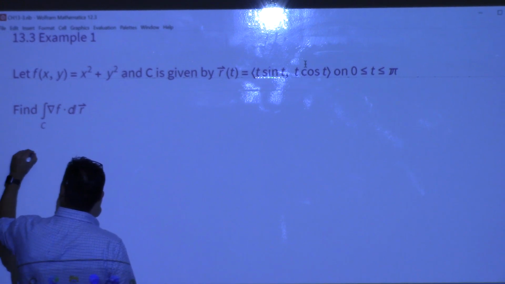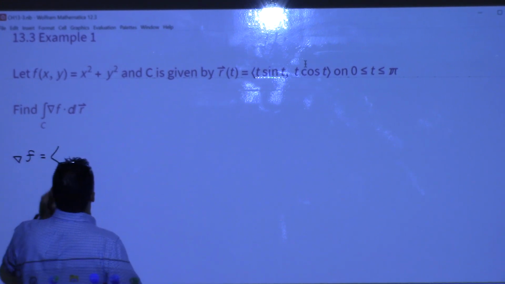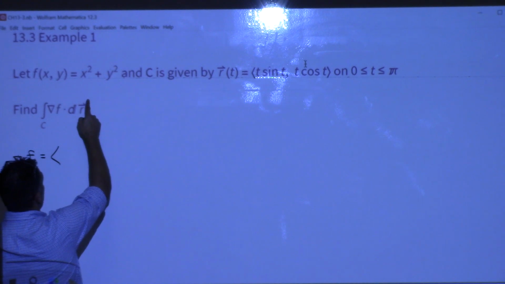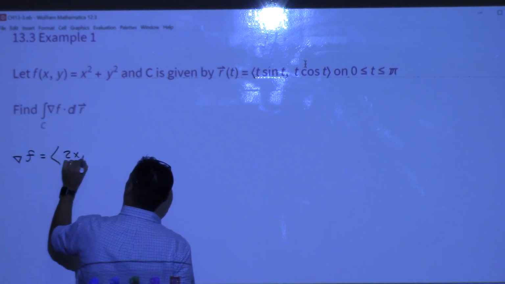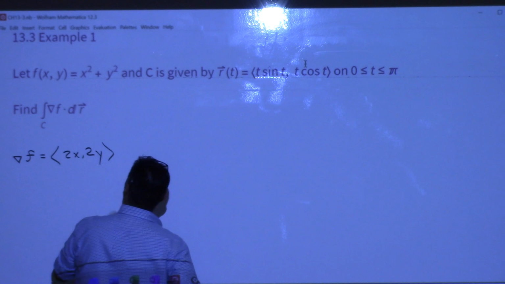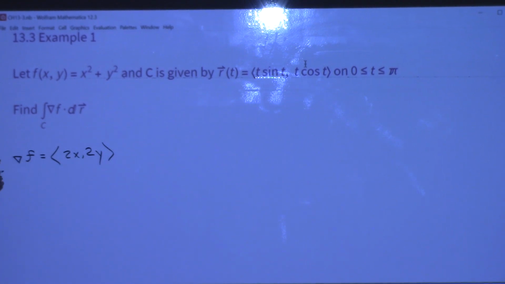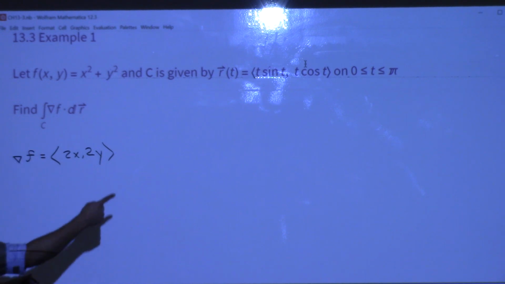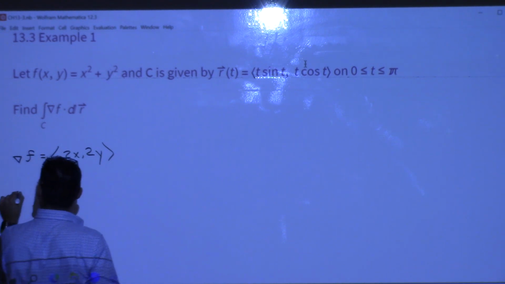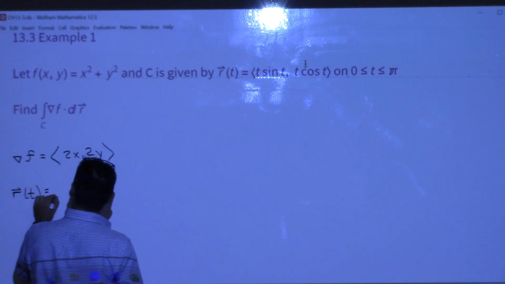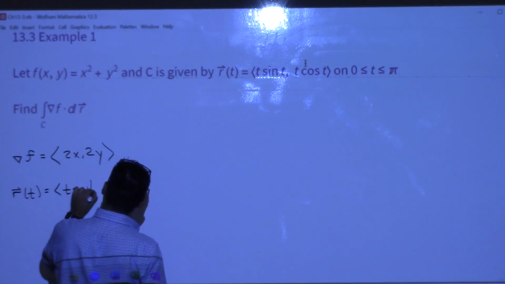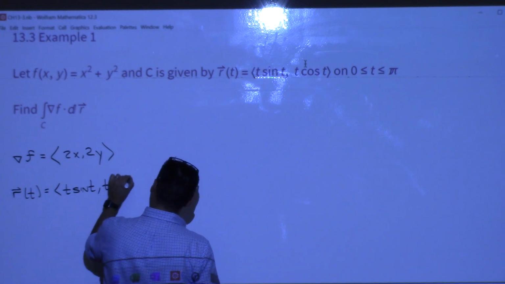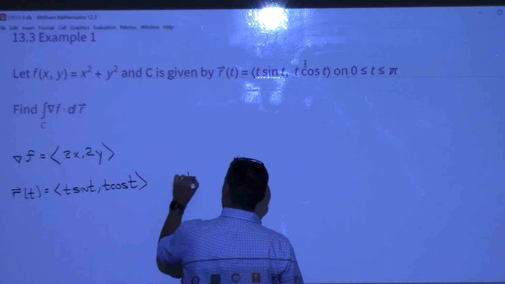First, what's the gradient of f? You can just take the partials of this. What's the partial of that with respect to x? 2x, comma, 2y. Do y'all agree that that's my two-dimensional gradient vector field? Okay. I need to take that dot dr. So I need the curve. Oh wow, it was given to me. r of t is t sine t, t cosine t. My t is restricted between 0 and pi.